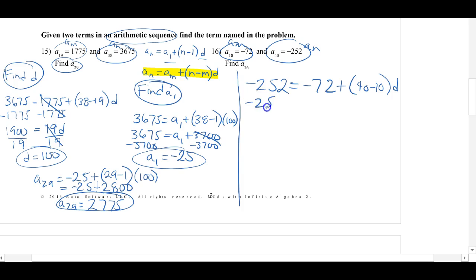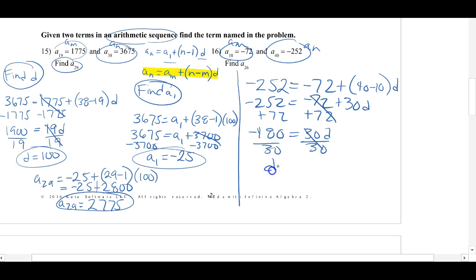Then we simplify. Negative 72, 40 minus 10 is 30, so then plus 30d. Now we're going to add 72 to both sides in order to get rid of it, because it's negative. It cancels out. This would be negative 180, equals 30d. Divide both sides by 30, cancel out and isolate d. And then we get negative 6. So there's our difference.